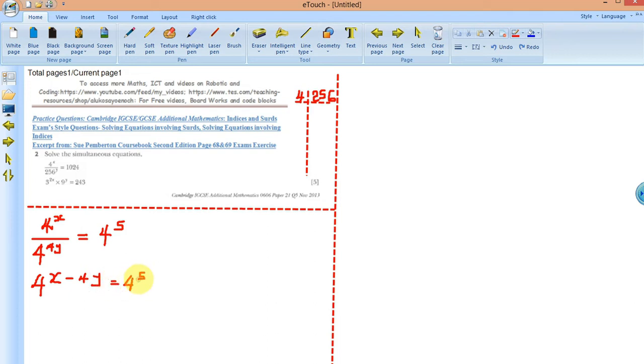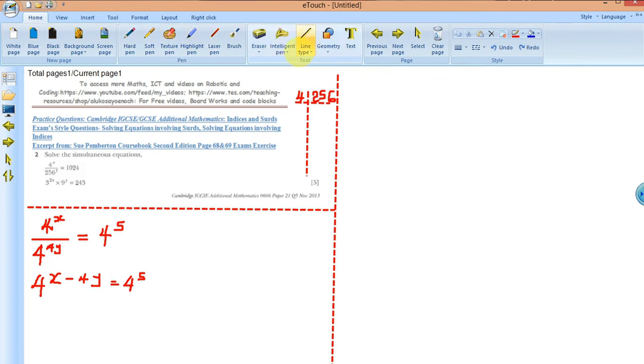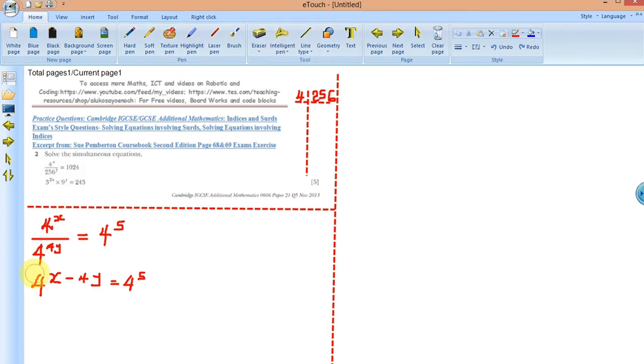Nice. You can see now that the bases are the same on the left hand side and the right hand side, so you can take them off. So the very first equation I have here is now x minus 4y equals 5. So that is my very first equation. I'm going to call this equation 1.